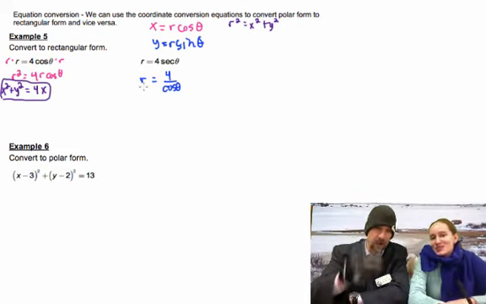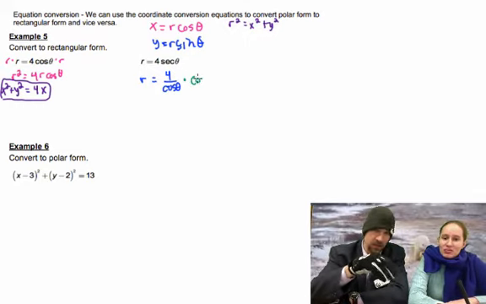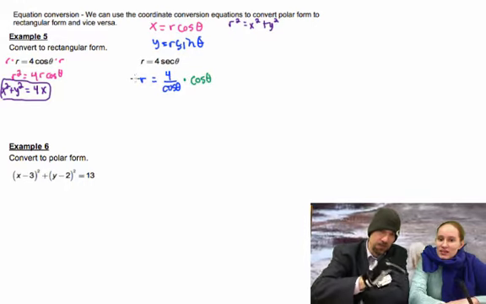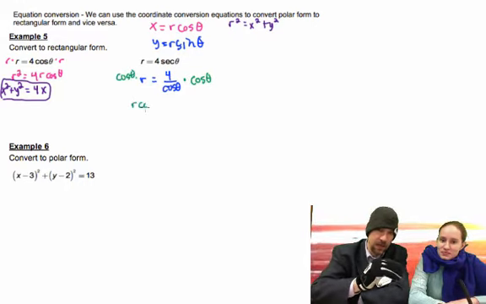Whatever you do to one side, if you do it to the other, it's totally legal. So we could multiply both sides by cosine theta. And then what happens?